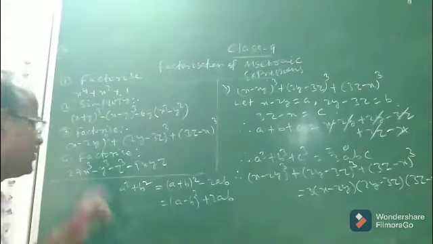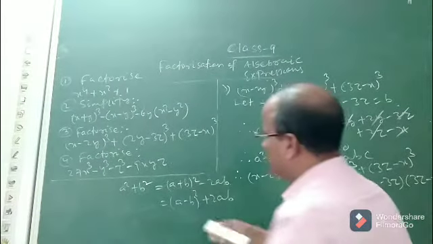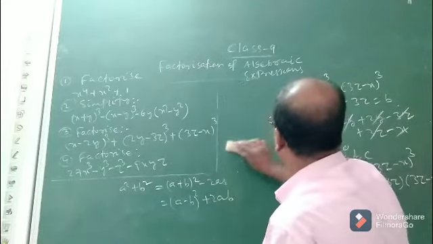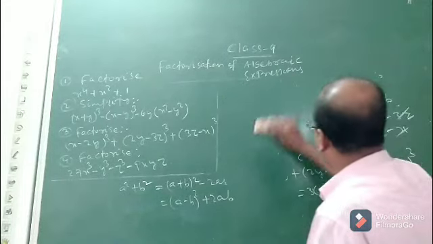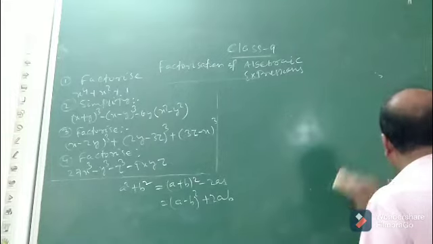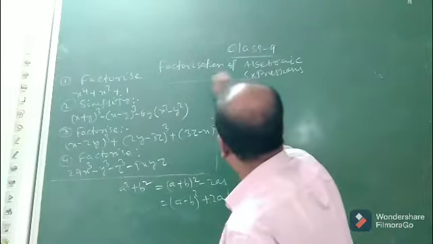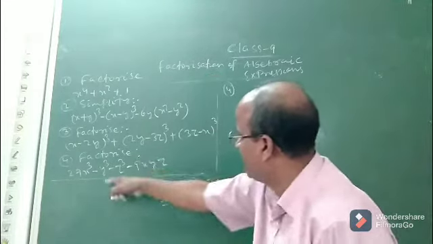Let us discuss the last question, how to factorize this algebraic expression. So that the chapter polynomial will come to an end and we will discuss some new chapter in the next class. Let us see the fourth one. What is the fourth one? The fourth one is you have to factorize.